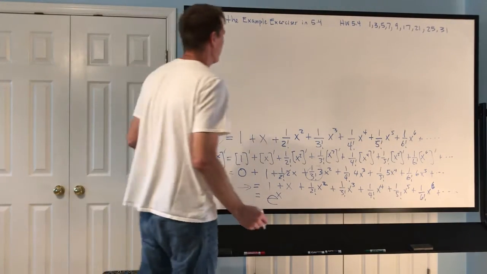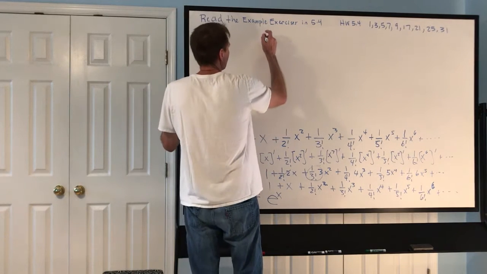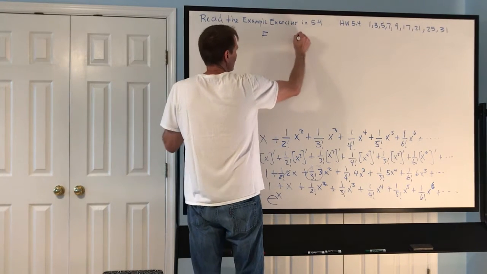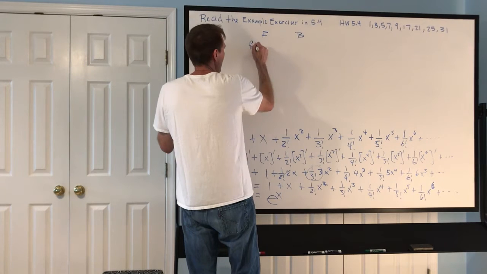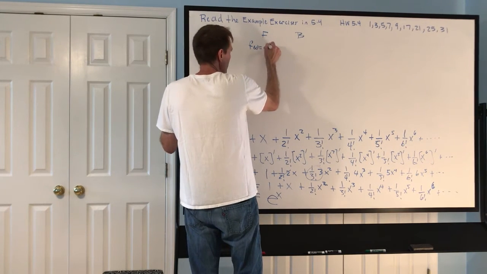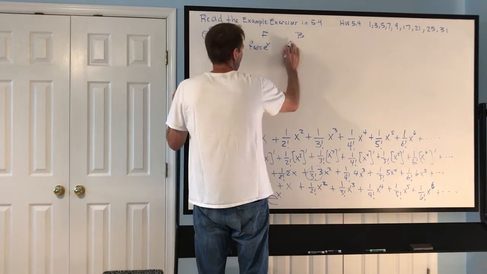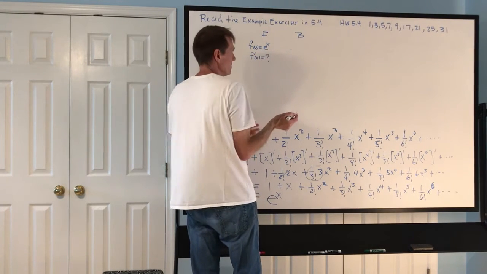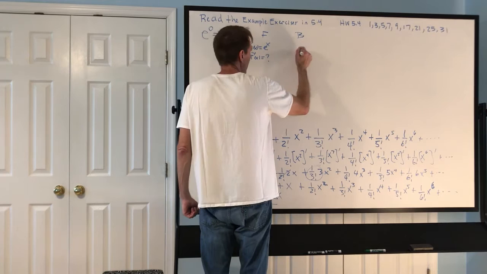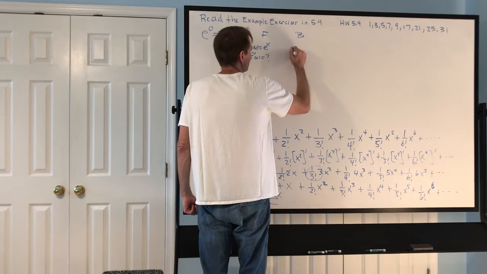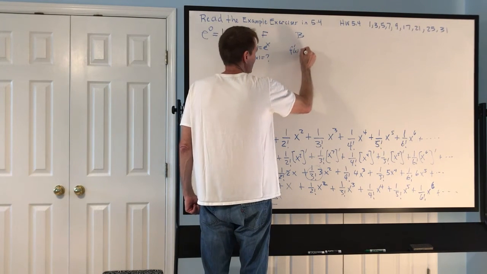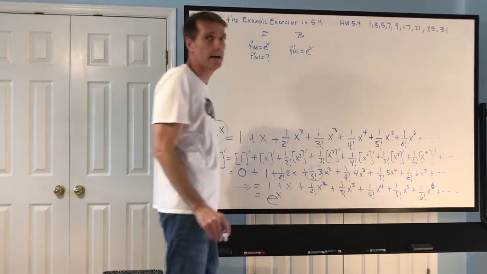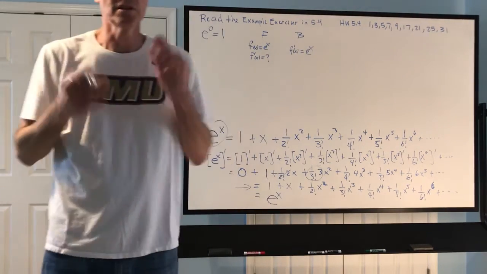Okay, our first flashcard. If this is the front, this is the back. If f of x is equal to e to the x, then f prime of x is equal to what? And hopefully you're going to write down on the back, e to the x. Okay, the derivative of e to the x is e to the x.